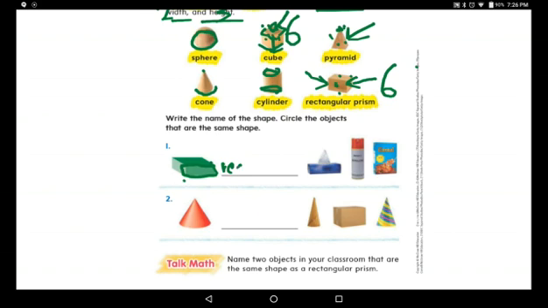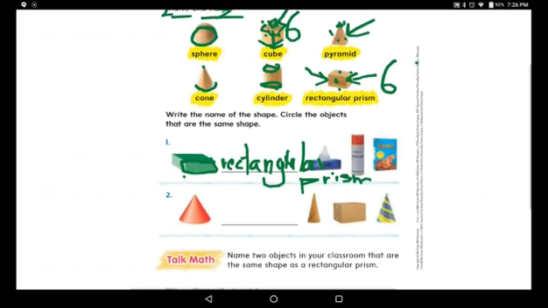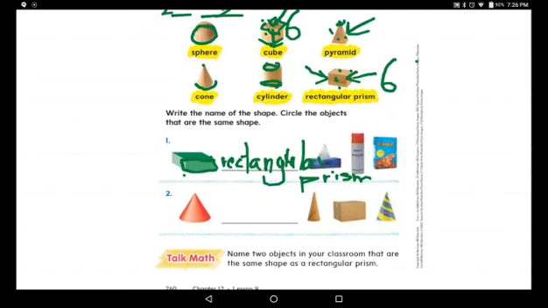rectangular and prism. Your handwriting should be amazing, not like mine. Okay, sharpen your pencil, sharpen it, and then write.